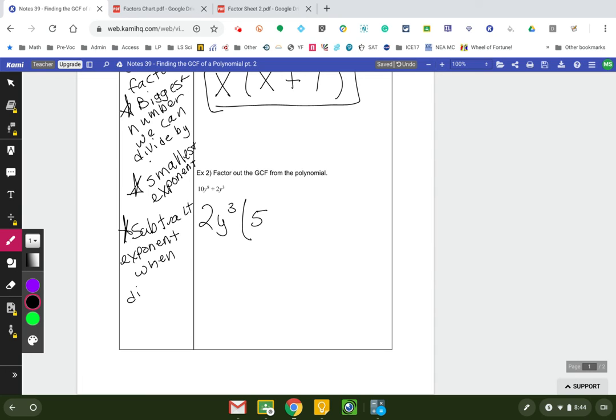when dividing. All right, so they get 5y to the 5th, okay? Which is great.